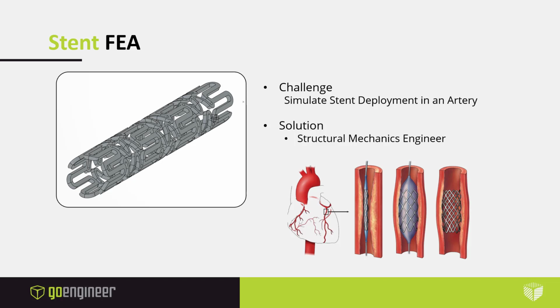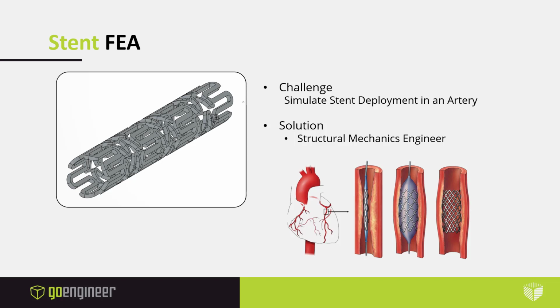Well, this basically involves 3 steps. You deploy the catheter in the area of the artery that requires the stent deployment. You expand the balloon that expands the stent, and then the stent essentially crimps onto the artery wall. And you'd like to see the stress distribution of the stent and just evaluate the efficacy of this entire process.